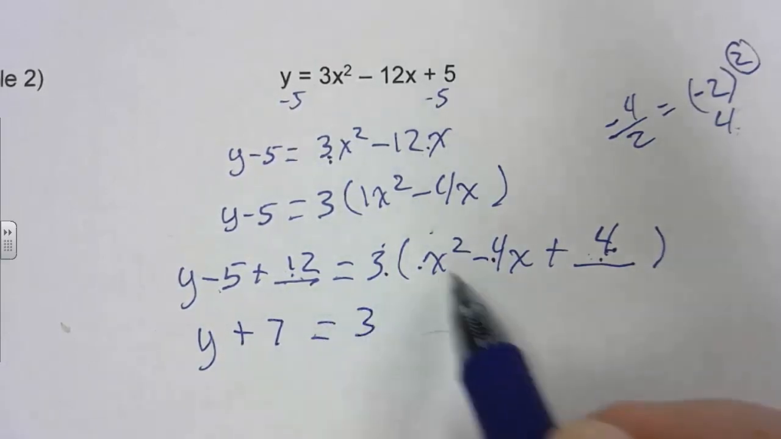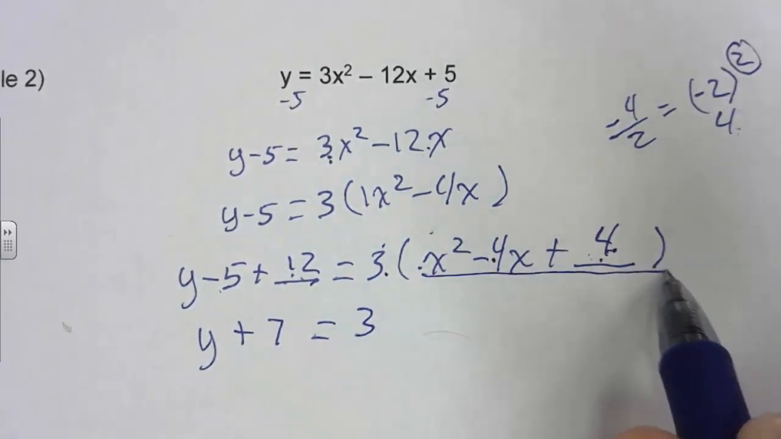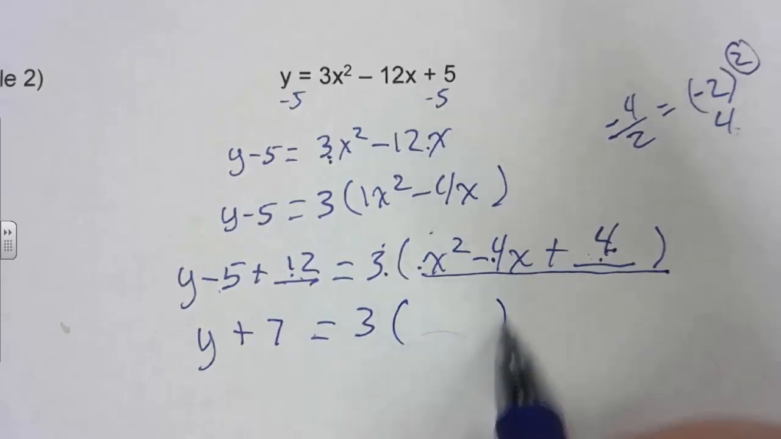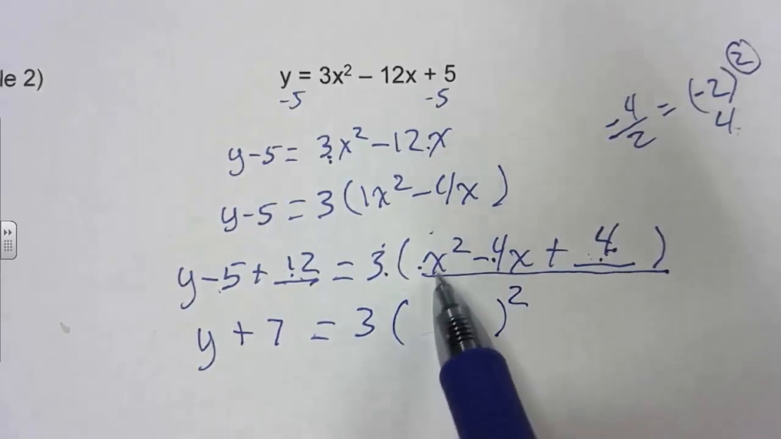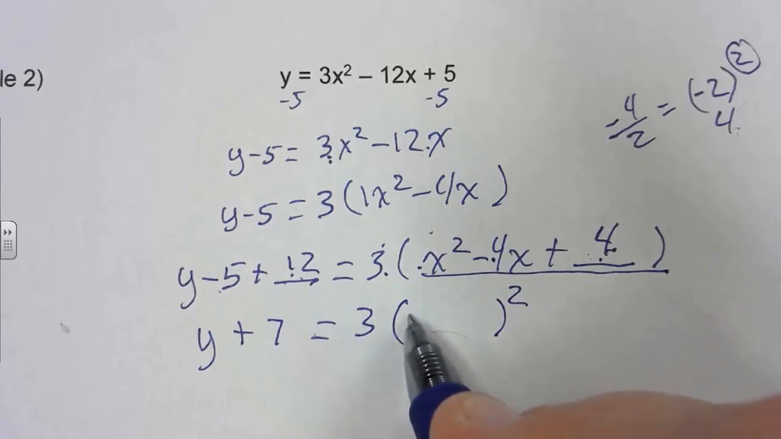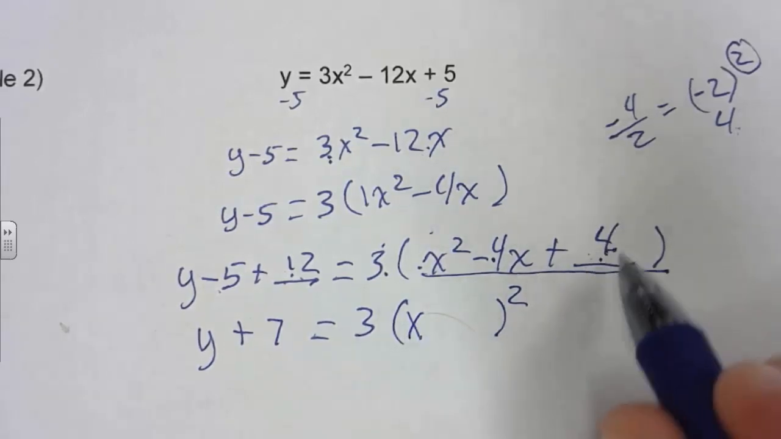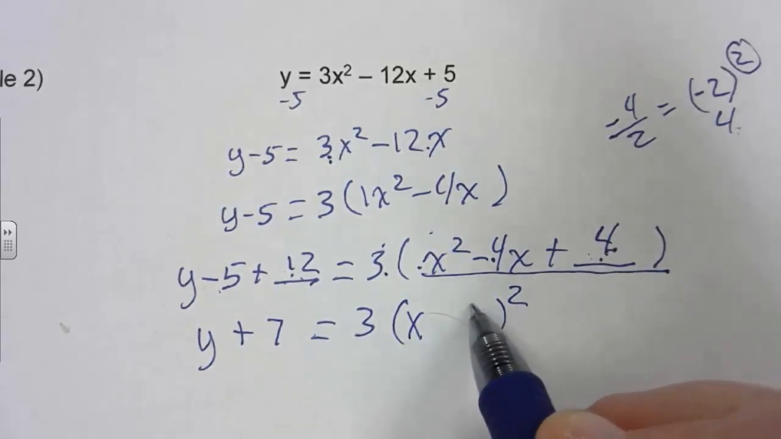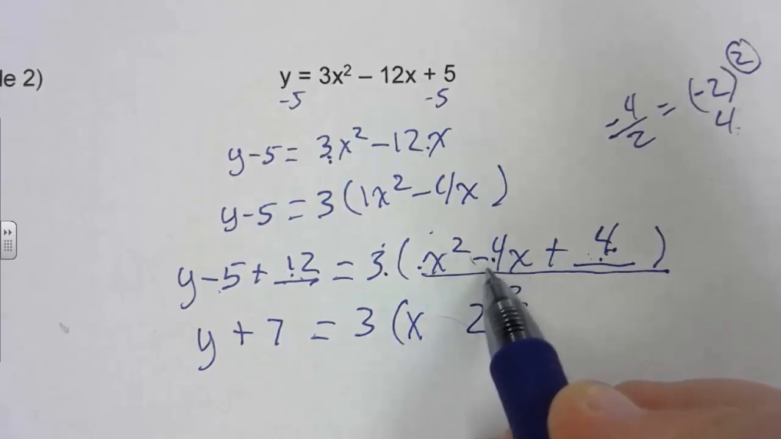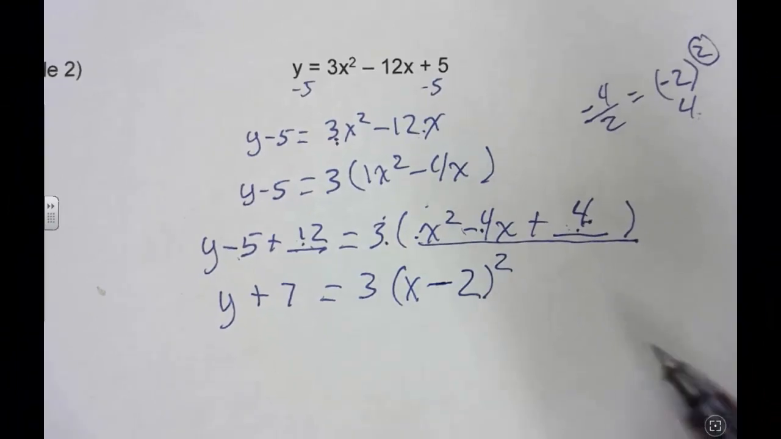And then, of course, this right here is a perfect square trinomial, which means I can factor it into a binomial squared. And I'm going to take the square root of the first one, which is x, and the square root of the last one, which is 2. And I'm going to keep the sign that's in the middle, because the only way to get a perfect square to have a minus here is to have a minus here.